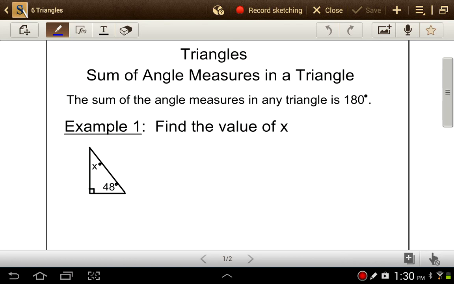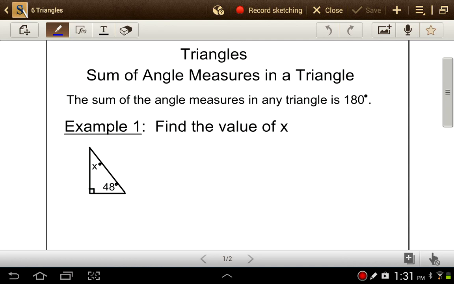So the first one I'm going to talk about is the sum of the angle measures in a triangle. The sum of the angle measures in any triangle is 180 degrees. So if you add up all the interior angles of a triangle, you would get 180 degrees in every triangle every time. And that can help us find missing angles of a triangle. If we know two of the three, then we can use that information to find the third.